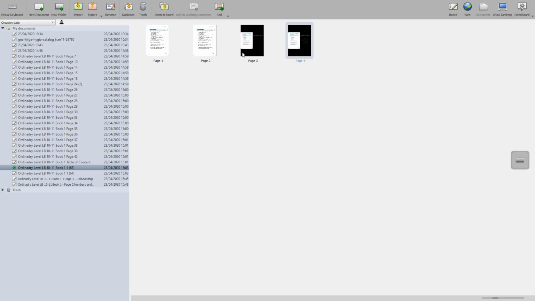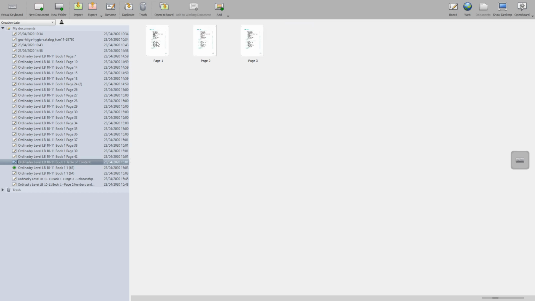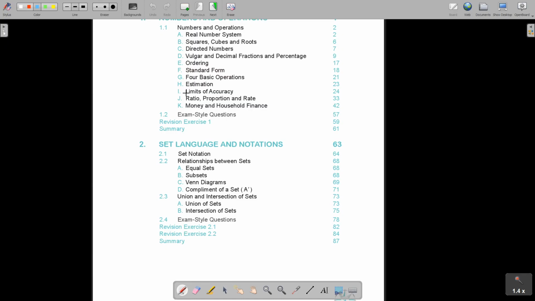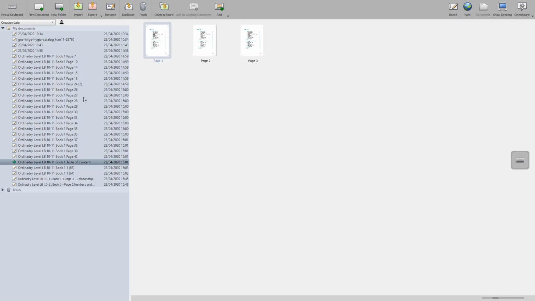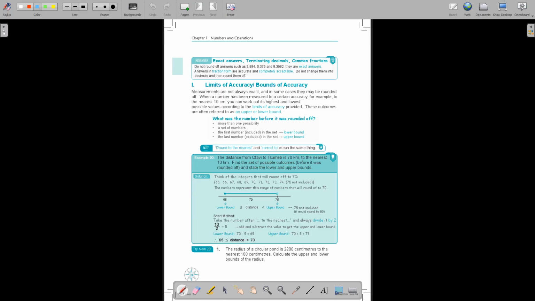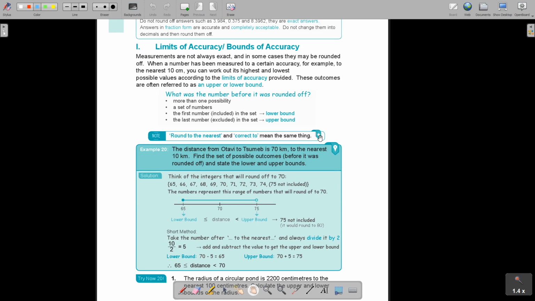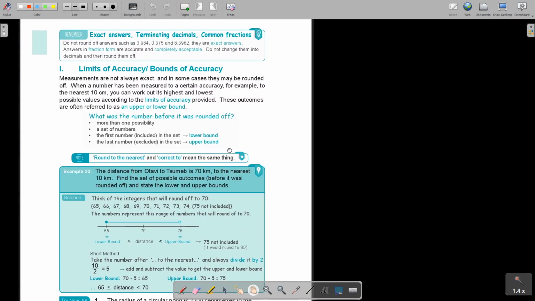to my table of content and see what did we do at limits of accuracy. Do you see limits of accuracy? Page 24. So the best will first be to go to page 24. In your textbook, go to page 24. Okay. Now let me just quickly refresh or revise with you the following about limits of accuracy.